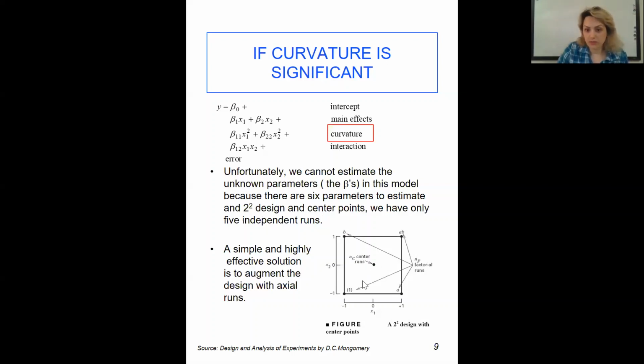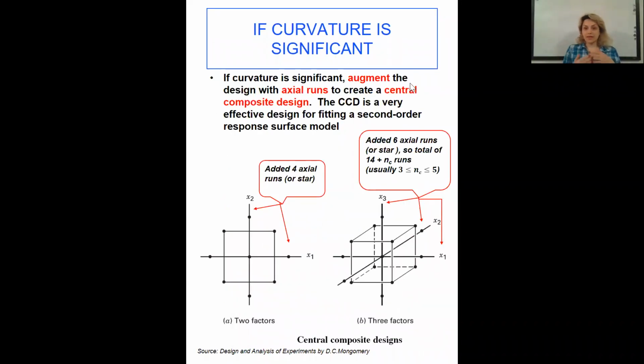Look at this, this is the one that we had before: 1, 2, 3, 4, and the run that we would have at the center point, 5 runs. Here NF is written as factorial runs, and NC, I wrote down in the previous slide, is going to be N for the center runs. Let's look at this one with 2 factors. We had these 4 runs as factorial runs.